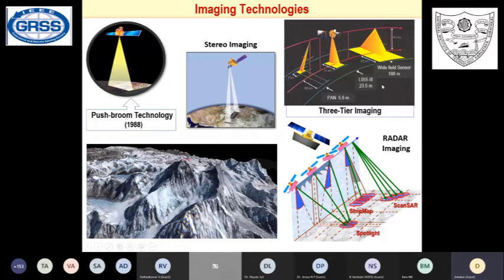And when we are talking about the three-tier imaging capability that we have in ResourceSat, we are talking about wide field sensor, LISS-3 sensor, as well as panchromatic imaging capability. And in addition to that, today we are talking about varieties of these kind of multi-tier imaging technologies, which helps you in covering larger swath, medium coverage, or even a very high resolution imaging capability in the same satellite, which enables you to get multiple types of data for varieties of processing capabilities.